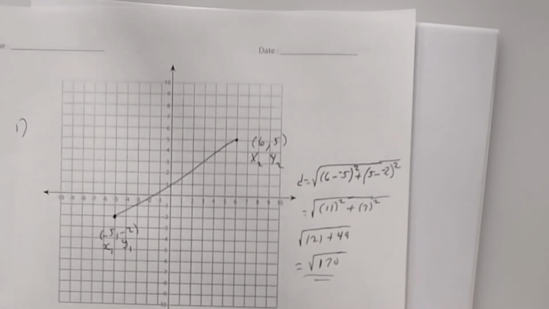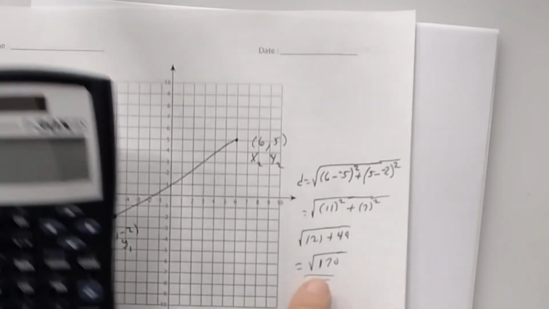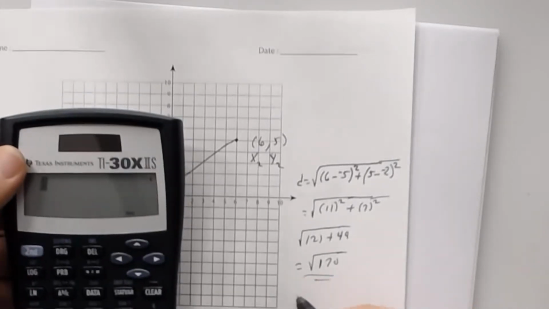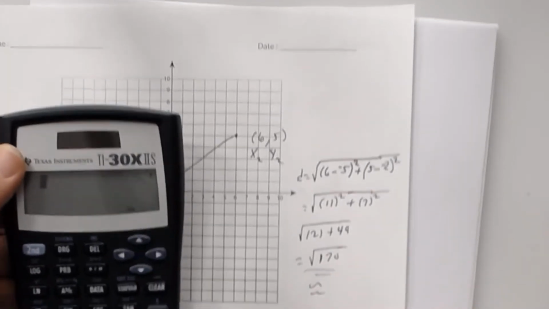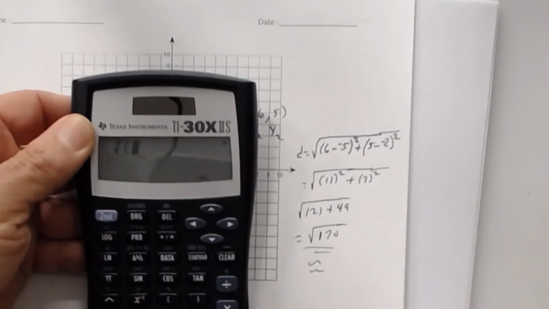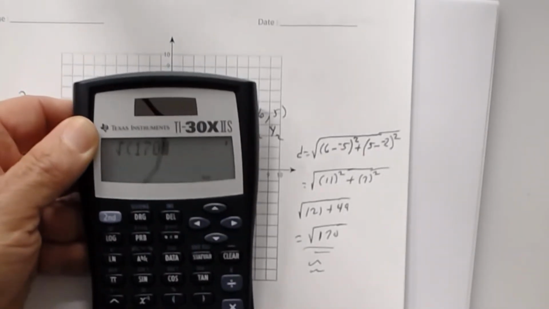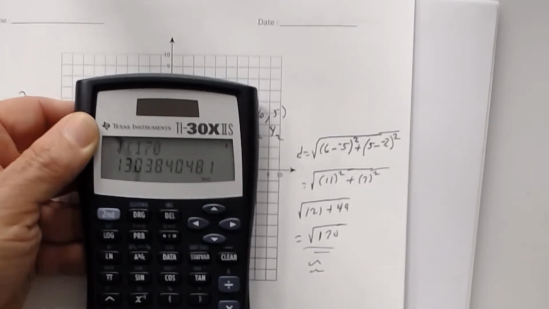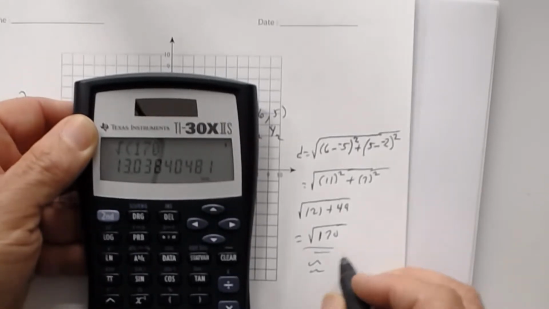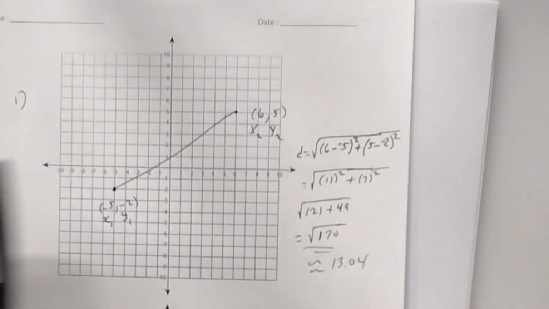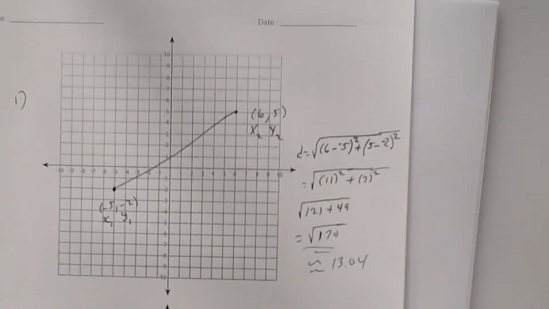So in your calculator, make sure you know how to use your calculator. You want to find what the square root of 170 is. So we're going to approximate this. So this is approximately equal to, so you're going to say square root 170, press equal. What do I write now? 13.04. So whatever the units are, if this is feet, then this would be 13.04 feet, approximately. All right? Okay, so that's the distance formula. We'll do a few more, but that's the distance formula.